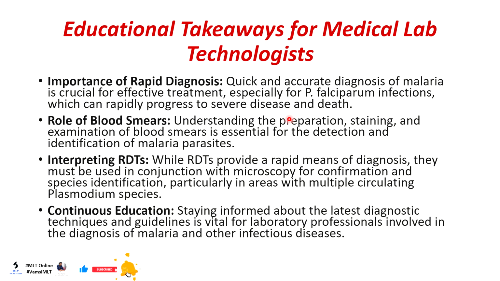Role of blood smears: understanding the preparation, staining, and examination of blood smears is essential for the detection and identification of malarial parasites. Interpretation of rapid diagnostic tests: while rapid diagnostic tests provide a rapid means of diagnosis, they must be used in conjunction with microscopy for confirmation and species identification, particularly in areas with multiple circulating Plasmodium species.